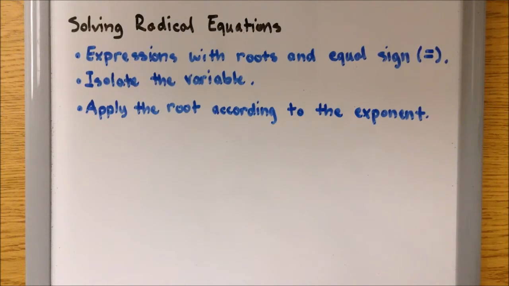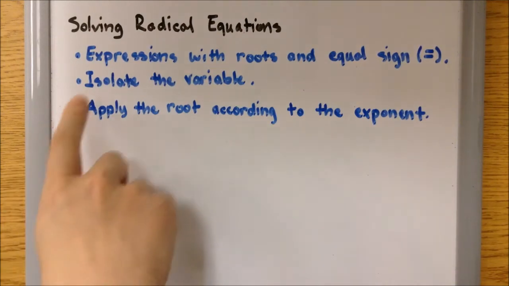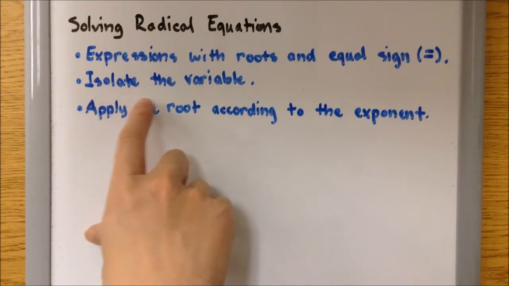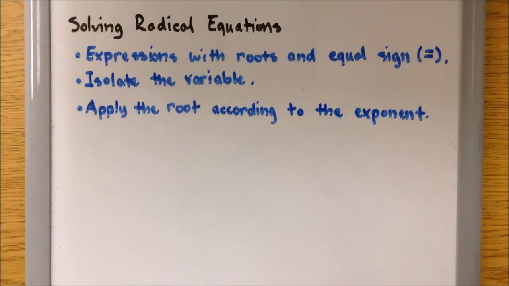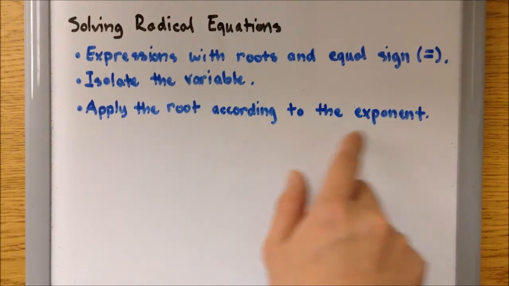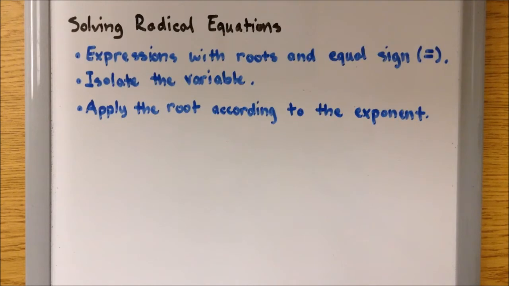Now, when it's solving radical equations, your first job is to try to isolate the variable. Try to get it by itself. Once it's by itself, apply the root according to the exponent. So for example, if x is squared, you would apply the square root. If x is cubed, to the third power, you apply the cube root or the third root. If x is to the fourth power, then you would apply the fourth root. So let's work on our first example.